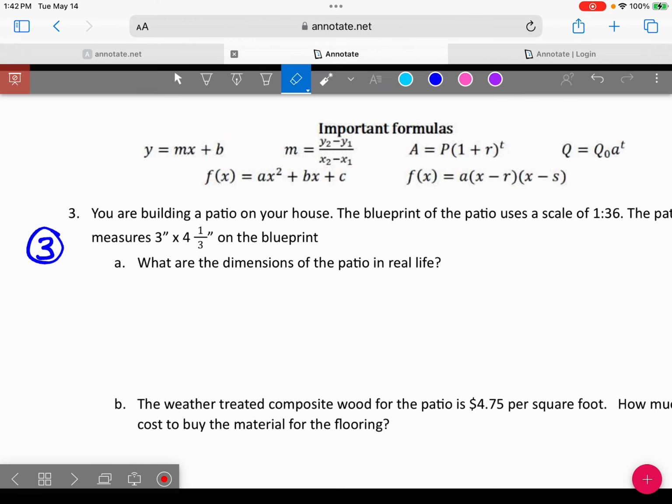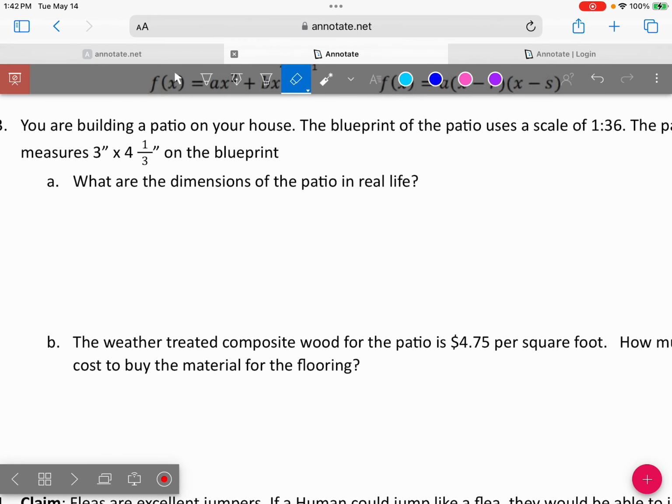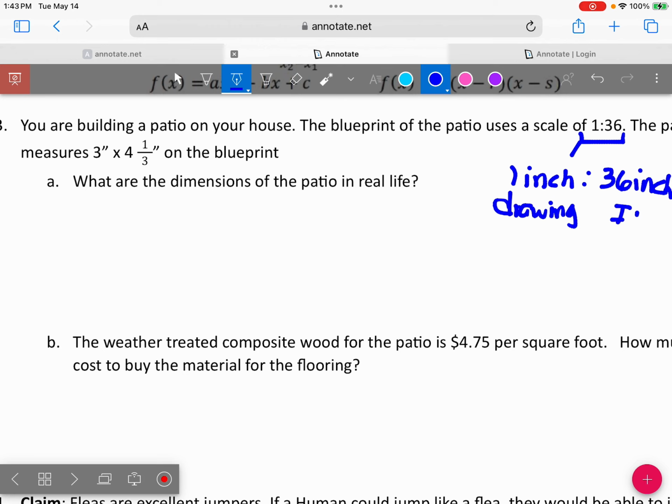So looking at question number 3, we're building a patio on your house, and the blueprint uses a scale of 1 to 36. What that means is 1 inch on the drawing is 36 inches in real life. That's what that means. So 1 inch on the drawing is 36 inches. I'm just going to put IRL because I feel like you guys know what IRL stands for, because you're not 50.